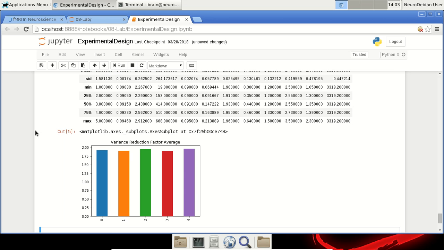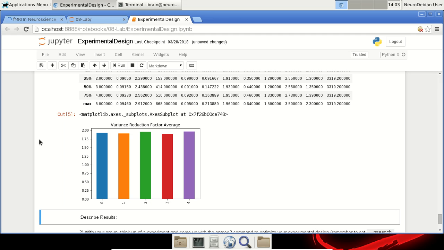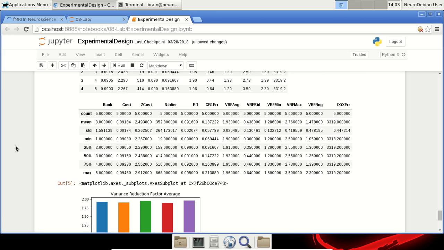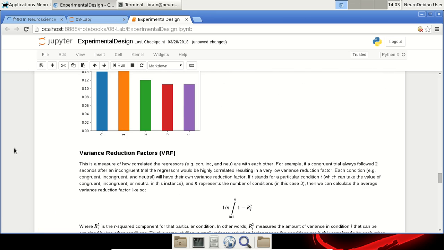So I think the easiest way is just to look at the graph. So these are the top 5 designs, looking at their variance reduction factor average. But again, remember we are rating the designs based on efficiency, not the variance reduction factor average. So we don't necessarily see a monotonic increase in the variance reduction factor average, since that is not the primary metric by which we are organizing the designs. So compare that, see it's around 2.